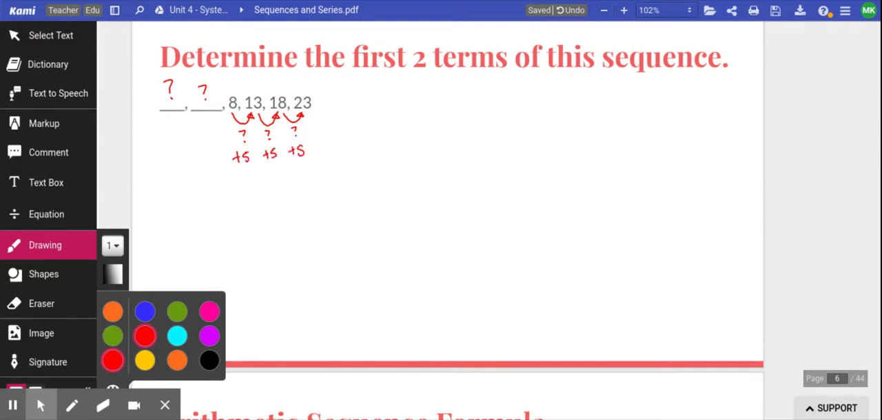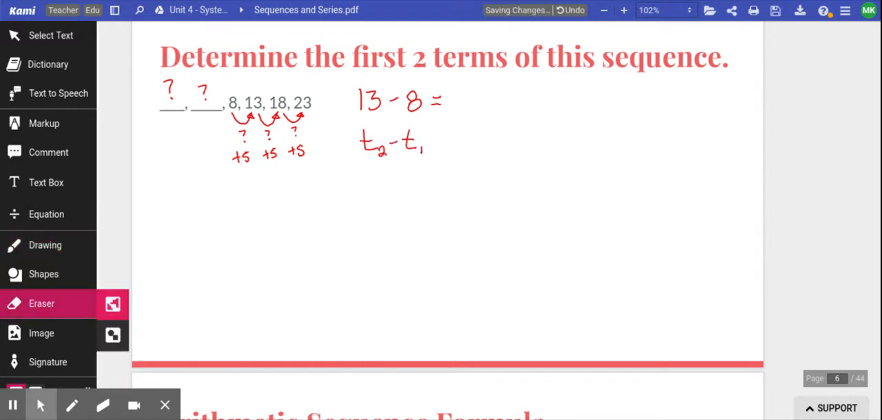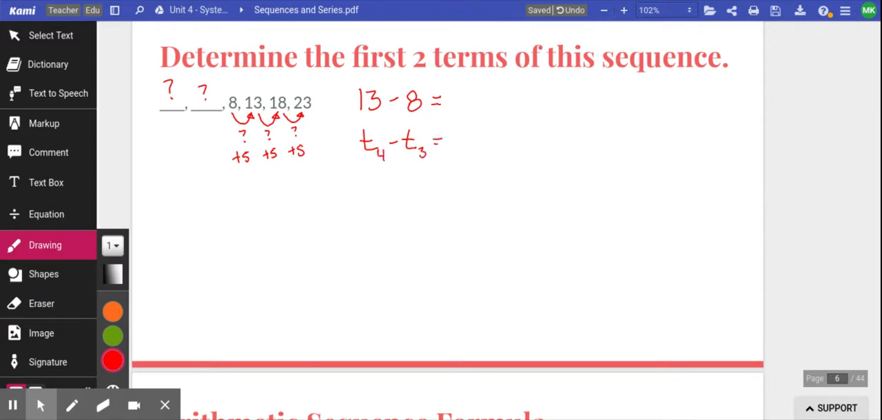But if you don't know, what you could do is you could take one term, like 13, and subtract the term ahead of it. So T of 2 minus T of 1, that's actually T of 4 and T of 3, sorry. The fourth term minus the third term would tell you the difference, which in this case is 5.